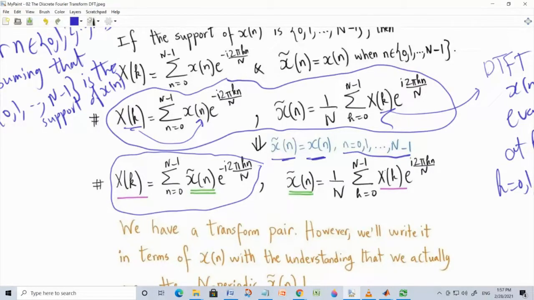But here is one annoying thing, but again, we need to follow convention. I will rewrite the DFT using x of n. I will just use the symbol x of n with the understanding that we actually mean x tilde of n.